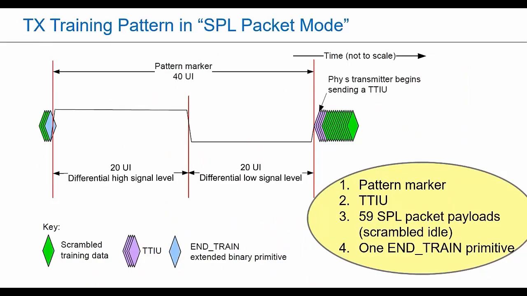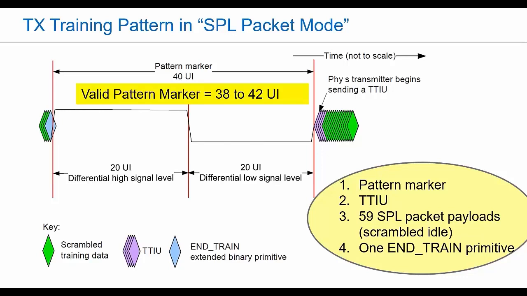For packet mode devices, the 24 gig training pattern is only slightly different than with 12 gig DWORD mode. They still use the pattern marker to signal the start of a training pattern. It's still 20 UI high, and then transitioning to 20 UI low. Each PHY will consider transitions with 38 to 42 to be valid markers. So, some built-in slop there.